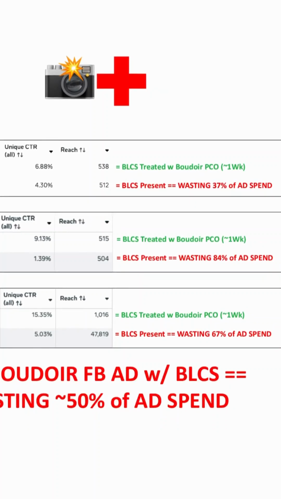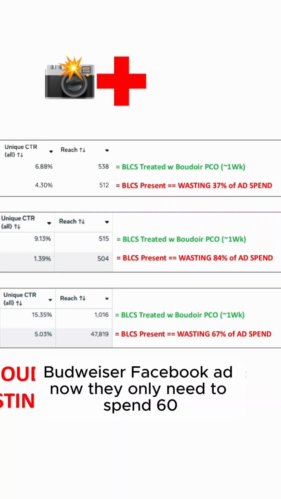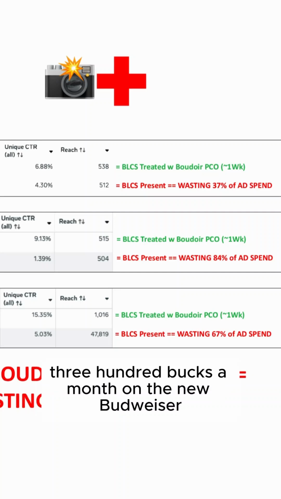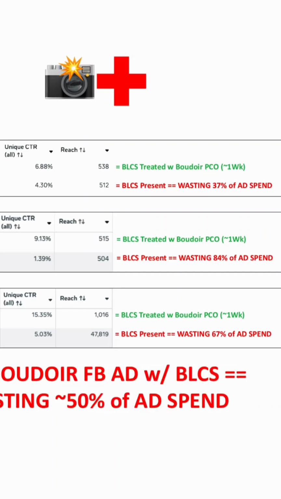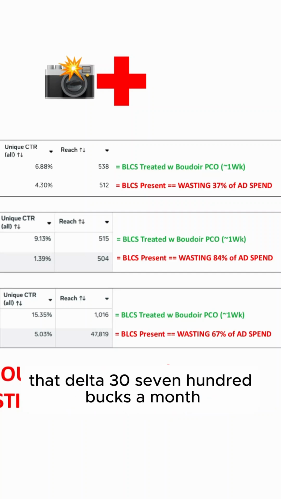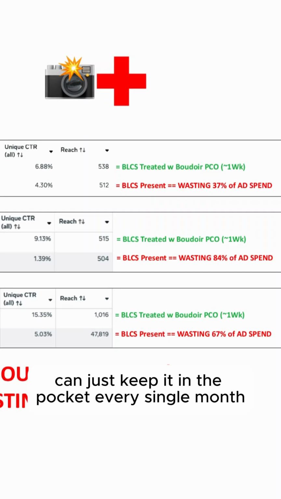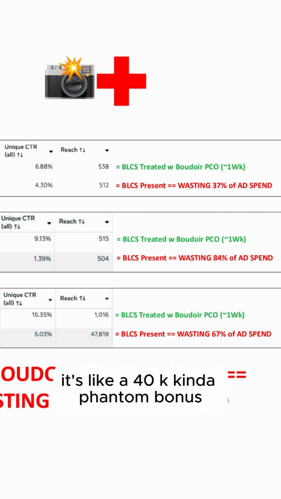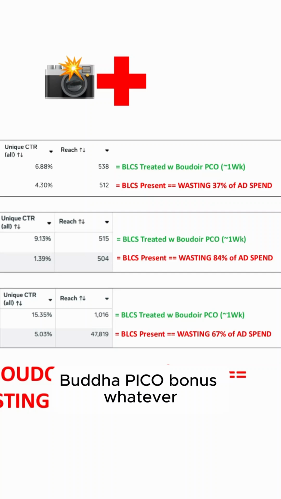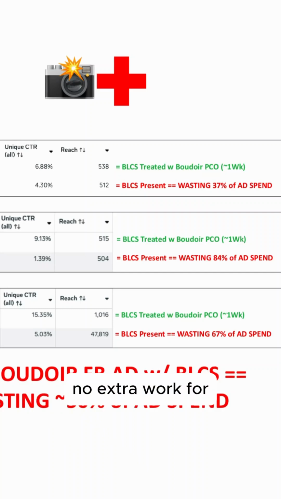And as a result, if they were spending 10 grand a month on the original Boudoir Facebook ad, now they only need to spend $6,300 a month on the new Boudoir Pico treated ad in order to get their ad into the same number of women's brains. And that difference, that delta, $3,700 a month, they no longer have to spend. You can just keep it in the pocket every single month, $3,700, $3,700, $3,700. At the end of 12 months, it's like a 40K kind of phantom bonus, Boudoir Pico bonus, whatever, back in their pocket that they didn't have to do no extra work for.